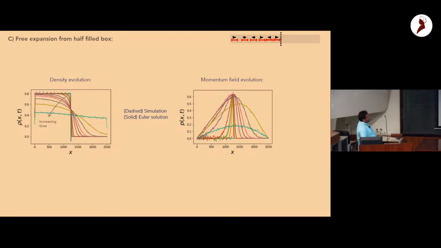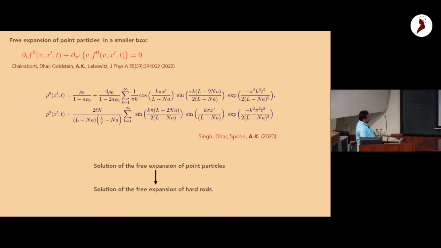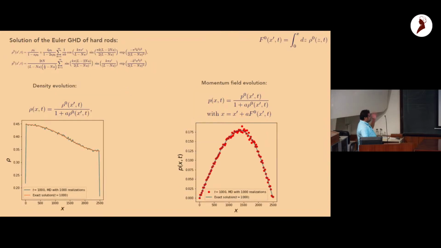Similarly, the momentum profile was initially like this, and then it evolves and finally comes to a zero profile. And we have explicit expressions of this. Actually, we have explicit expressions for all the initial conditions. I didn't show the expressions, and it compares with the simulation very well.